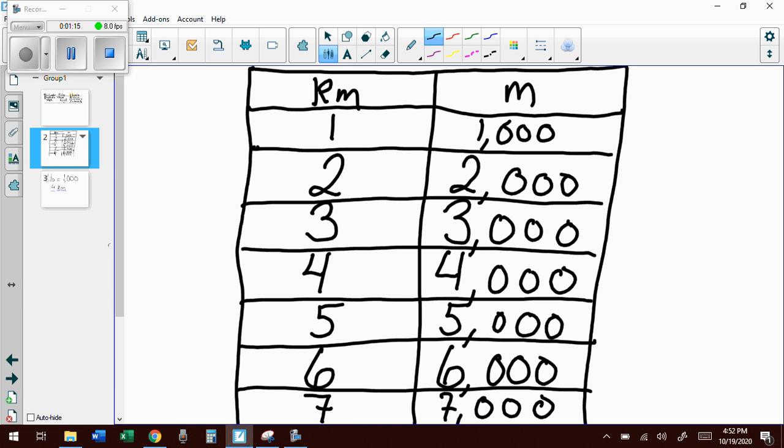And we made this handy dandy chart. If you have it, get it out. If you don't have it, you should make one of these. And all this says is 1 kilometer is 1,000 meters. 2 kilometers is 2,000 meters. 3 kilometers is 3,000 meters. 4 kilometers is 4,000 meters. 5 kilometers is 5,000 meters. 6 kilometers, 6,000 meters. 7 kilometers, 7,000 meters.